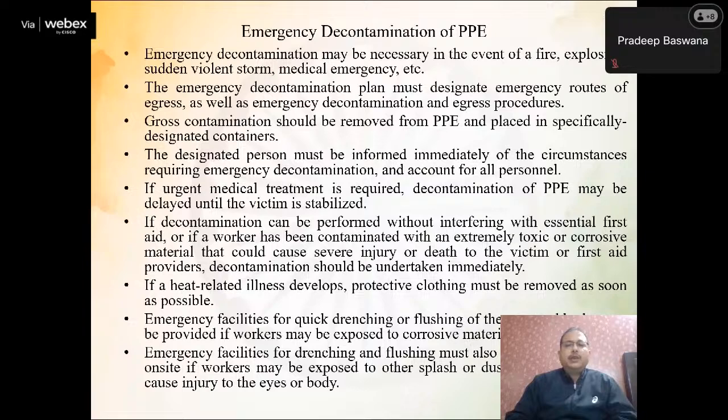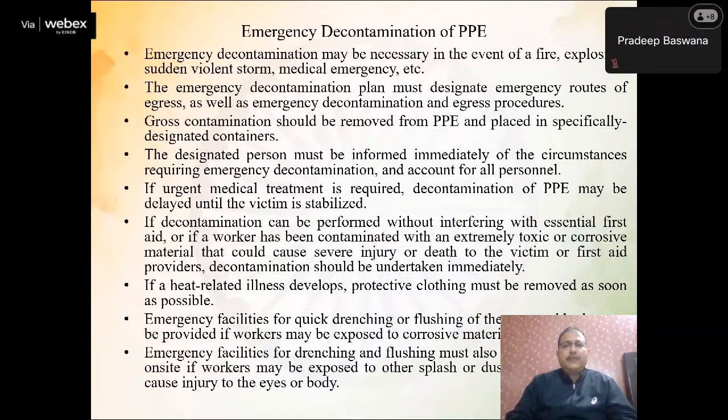If urgent medical treatment is required, decontamination of PPE may be delayed until the victim is stabilized. If decontamination can be performed without interfering with essential first aid, or if the worker or responder has been contaminated with an extremely toxic or corrosive material that could cause severe injury or death to the victim or first aid providers, decontamination should be undertaken immediately.